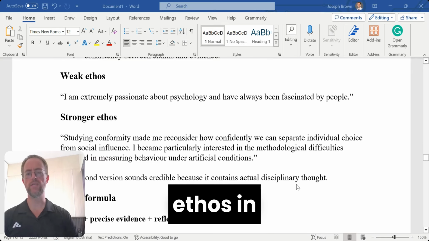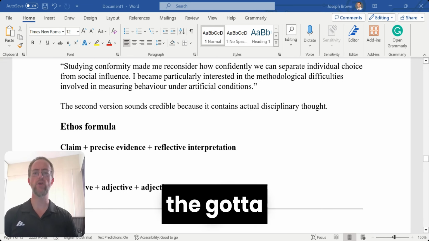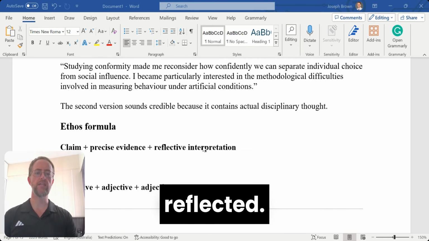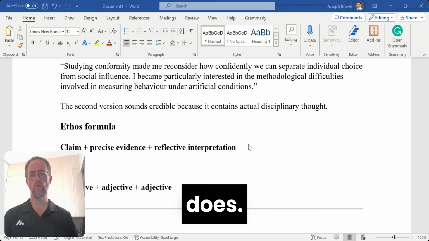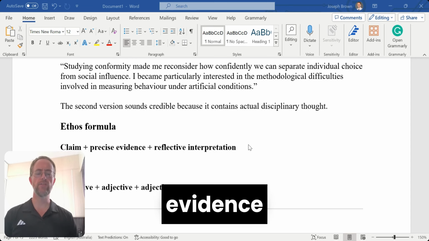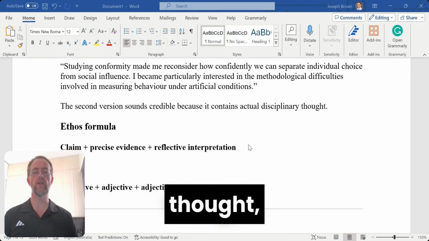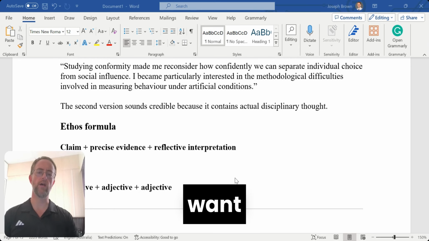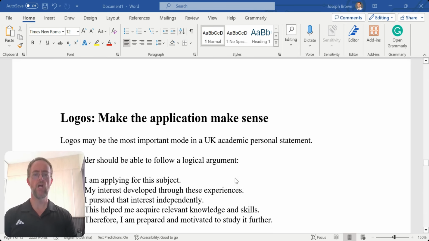There's ethos in this. So the formula is they've got a claim, we've got precise evidence, and we've reflected. That's exactly what that example does. We had a study. Here's my evidence of what I did, what I thought, and the reflection. This is how it's changed my thought. We don't want a list of adjectives ever.